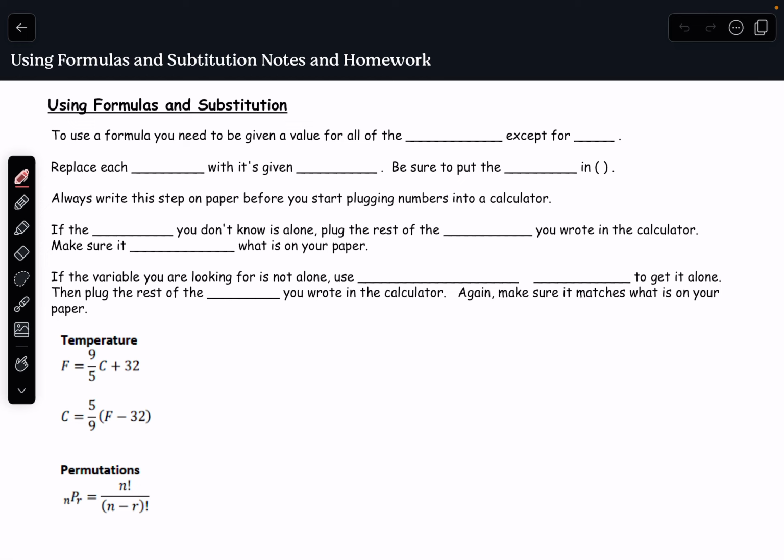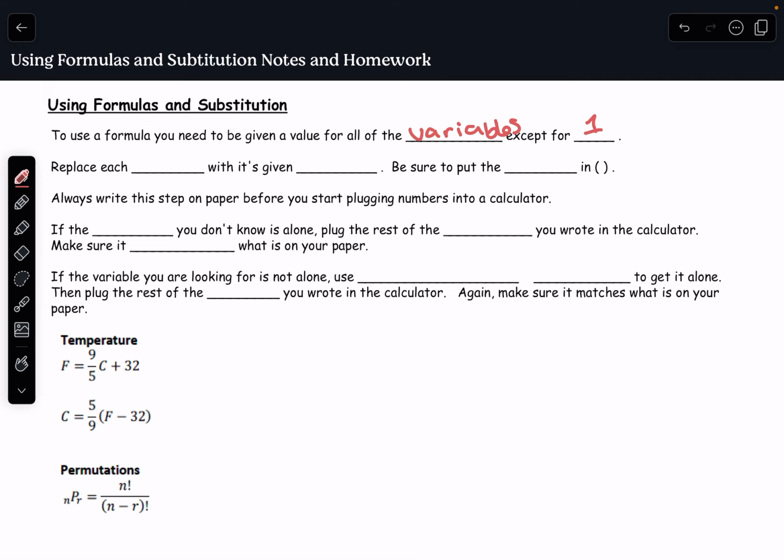So first things first, to use a formula, you need to be given a value for all of the variables except for one, okay? You can use formulas without all of the variables, but you're not going to be able to solve anything. So in order to actually use it and come up with a solution, you need to have a value for each variable except for one of them. And the one you don't have is the one that you're looking for, right?